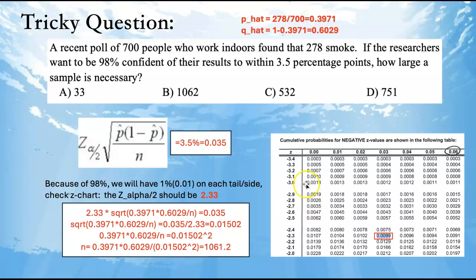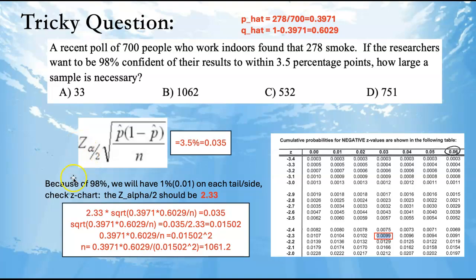Then we check on this Z chart here, right? 0.01. Everyone, be very careful. We are looking for probability, right? So which number here is closest to 0.01? This one here, highlighted here, is the closest one. 0.0102 is kind of close, but this one is closer. The corresponding number here is negative 2.33.